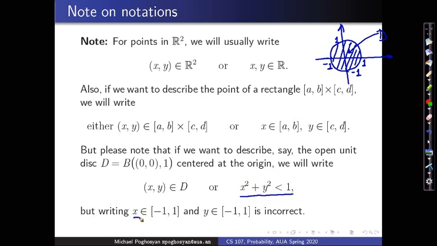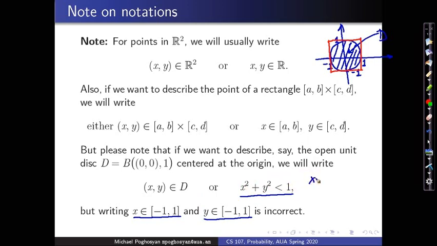But writing x is from -1 to 1 and y is from -1 to 1 is incorrect, because in that case I am describing the whole square of this form. I'm describing this whole square region. If I want to describe the disk in another way, I can write in the following way.